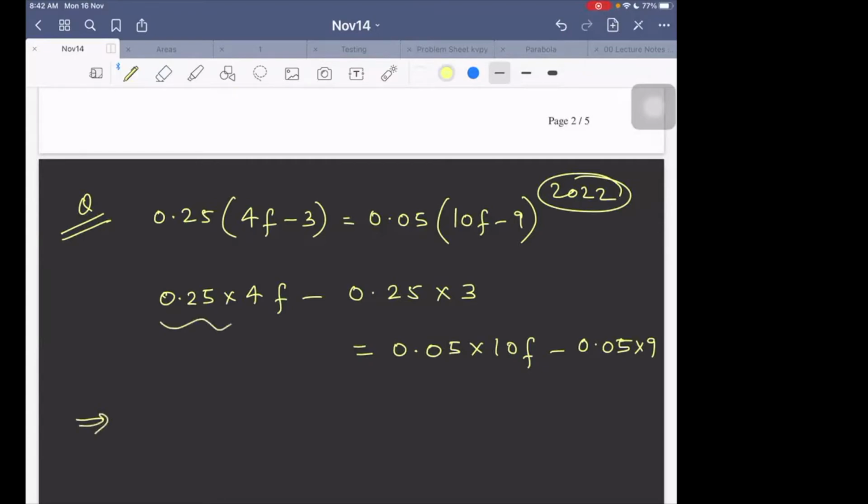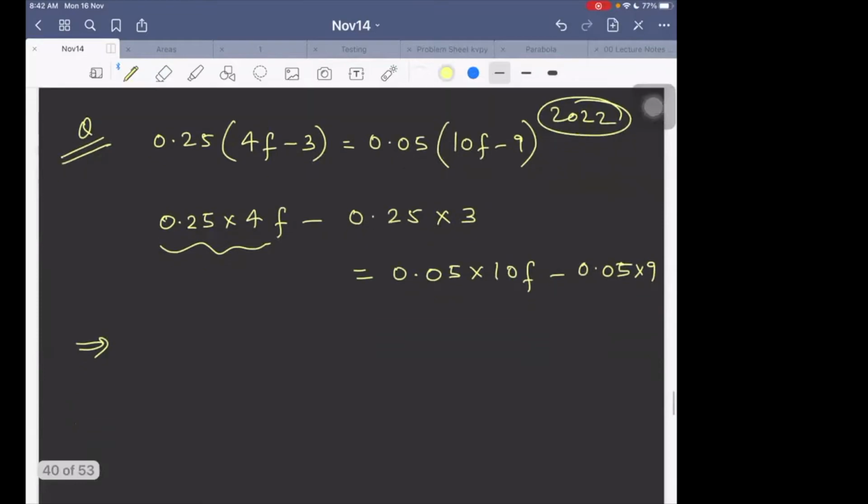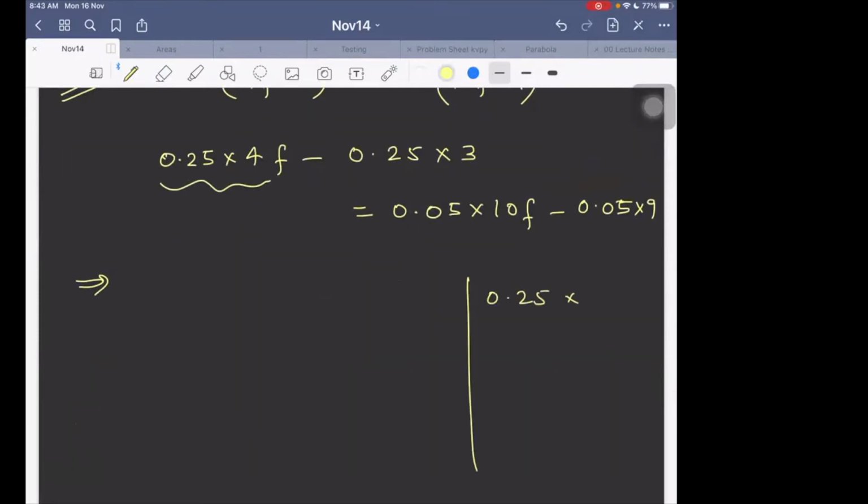So what do we have here? What is 0.25 into 4? Yes, it is 1, because 25 into 4 is 100. How do you quickly do it? See, forget about the decimal points. There are two numbers after the decimal point. So for the time being, forget about it. Multiply 25 into 4. That becomes 100. Now bring in the decimal point. It's 1.00, which is 1.